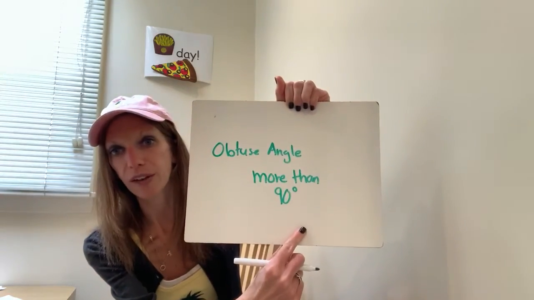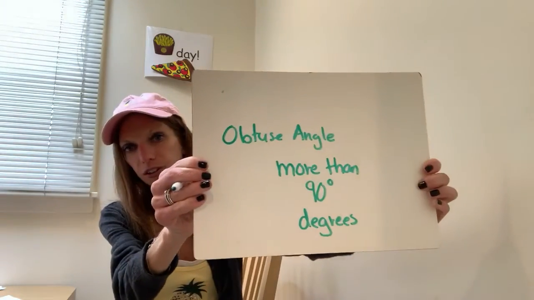So I would write down more than 90 degrees. Now I wrote the degree symbol, but you would write out the word degrees. I'll write it out again to show you. Just like that. All right, let's do one more and then you will practice.